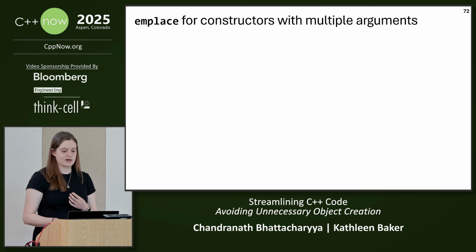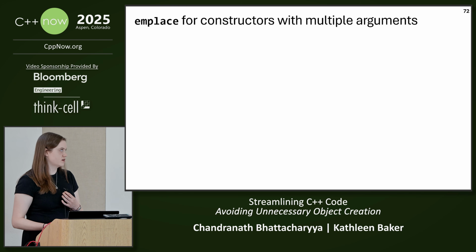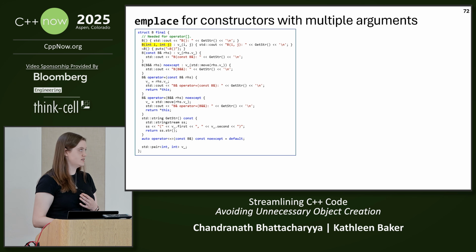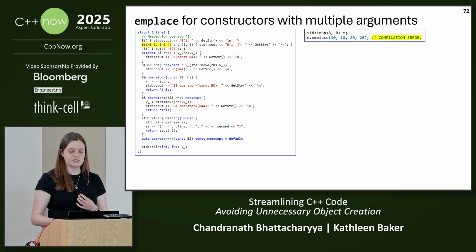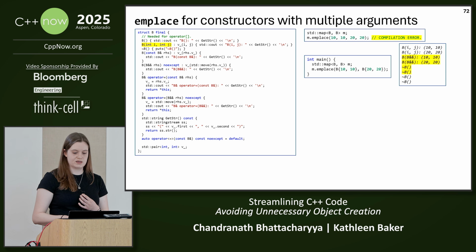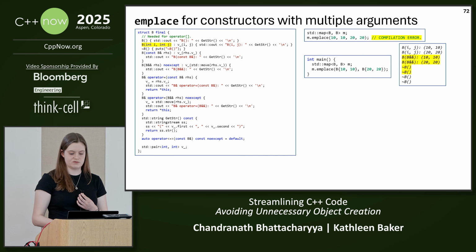Now let's look at how emplace works for constructors with multiple arguments. We have a struct B that accepts 2 ints in its constructor. We'll use this in a map with key type B and value type B. We get a compilation error if we try to pass 4 ints in to try to create 2 instances of B, so we can't do that. Instead, we have to create 2 instances of B and then pass them in. This calls the constructor and move constructor for both instances of B.